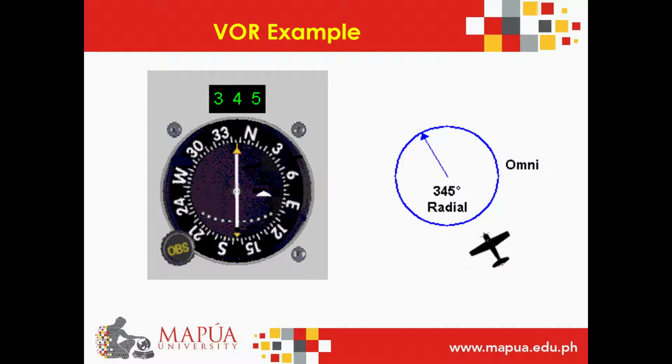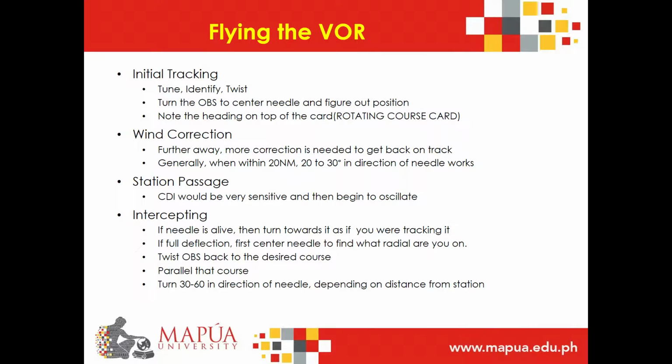Another example is, for this figure, almost the same scenario, but as you can see, the to/from indicator is pointing up, which means that the aircraft is flying towards the station. Here are some techniques in flying the VOR, or using the VOR when you are in the aircraft.